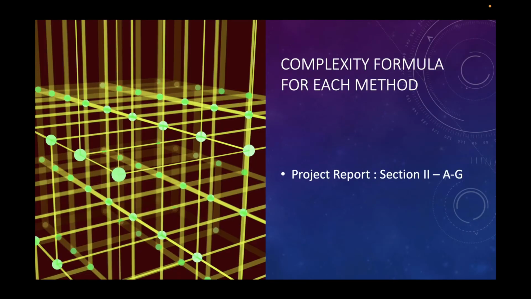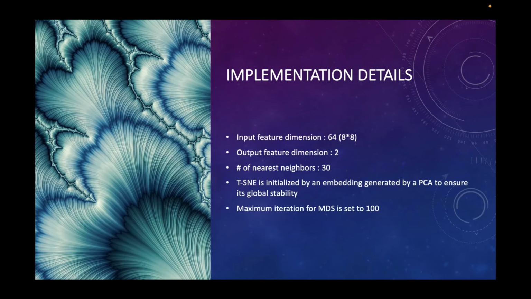So the runtime of each algorithm mainly depends on the complexity of the algorithm. The complexity formula of each algorithm can be found in section 2 of the project report. There are some implementation details that we need to note here. As mentioned before, the input feature dimension is 64, while the output feature dimension is reduced to 2, obviously by the embedding techniques. We set the number of nearest neighbors to 30.